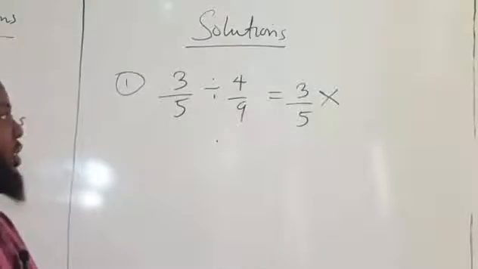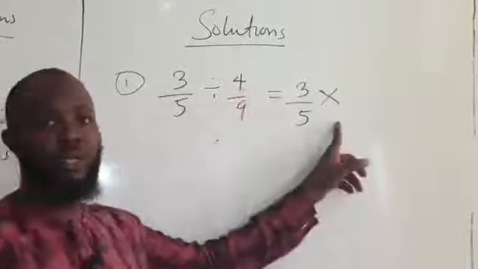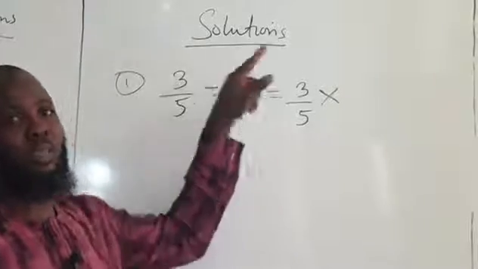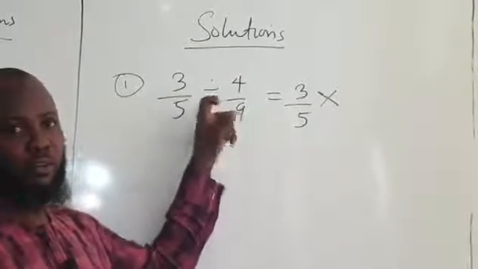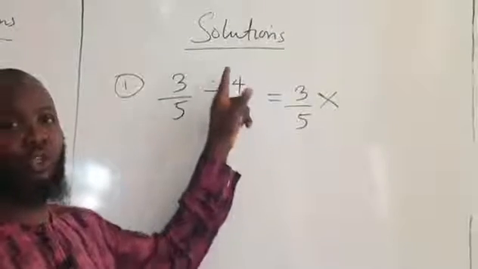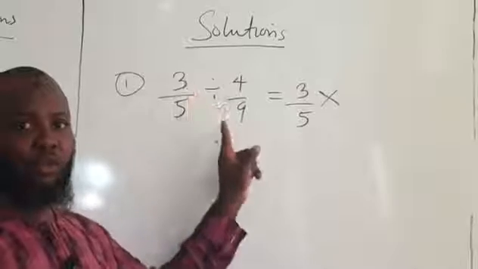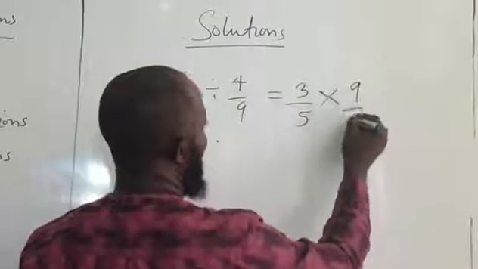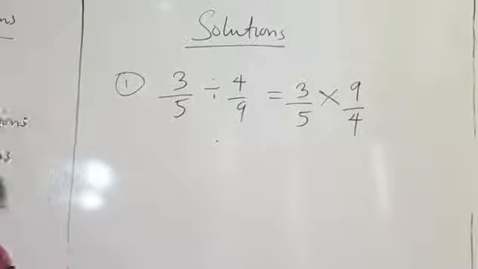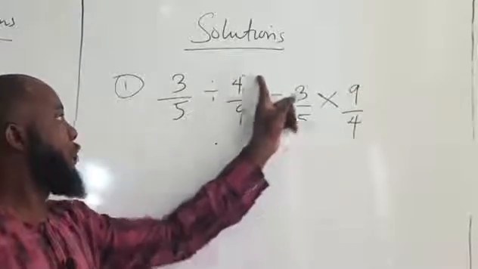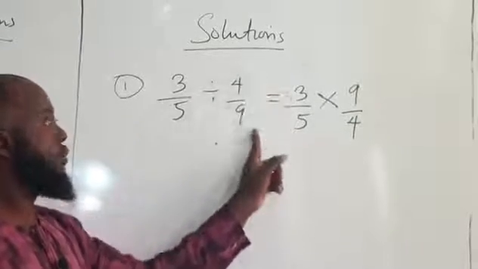Now, when you change the division to multiplication, the rule is that you are going to flip the next fraction after the division. You flip the next one. That is, you change the numerator to denominator, then denominator to numerator. So that means we're going to have 9 all over 4. That's what we're going to have. Hope I'm making sense. So after changing the division to multiplication, then you flip this. Now 4 will go up, then 4 will come down.